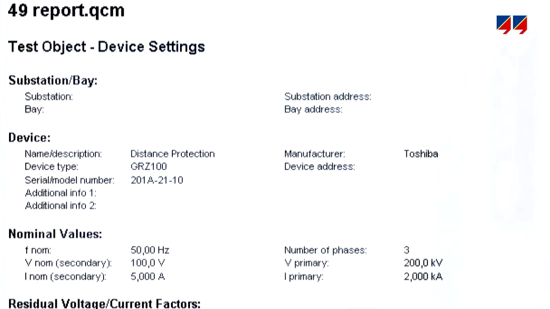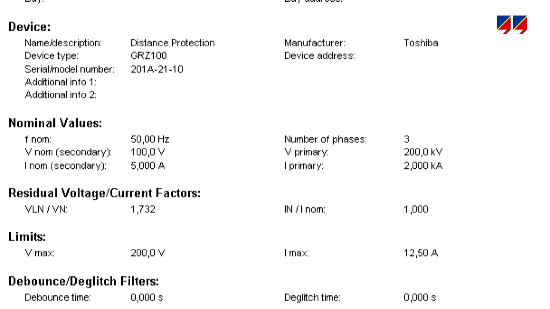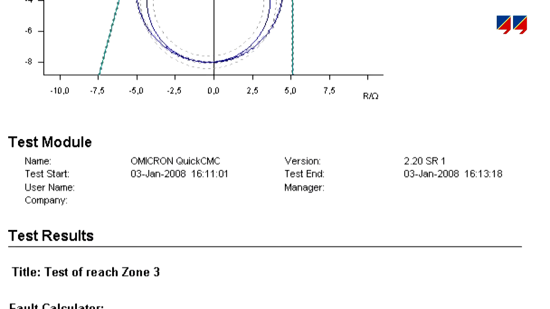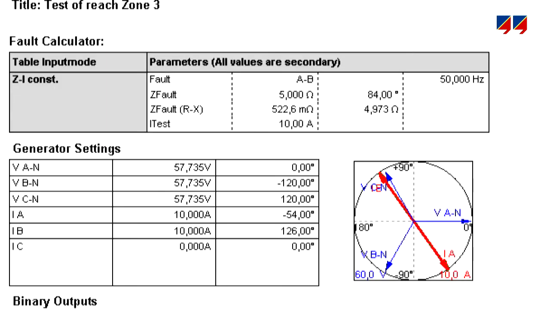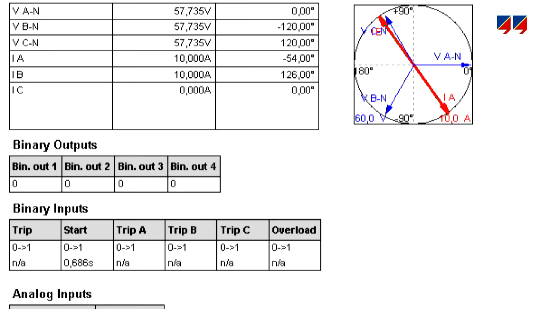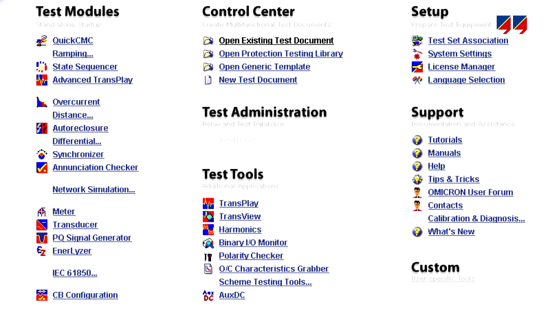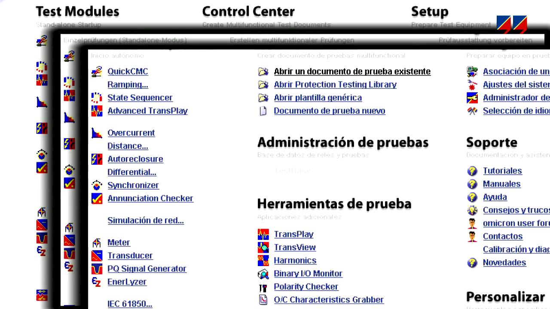Operated from a PC, the CMC stores all output values, including magnitudes, phases, and frequencies, as well as all changes to the binary inputs together with the associated timings. It also allows for the addition of user comments and the inclusion of diagrams. The CMC software is available in many languages.